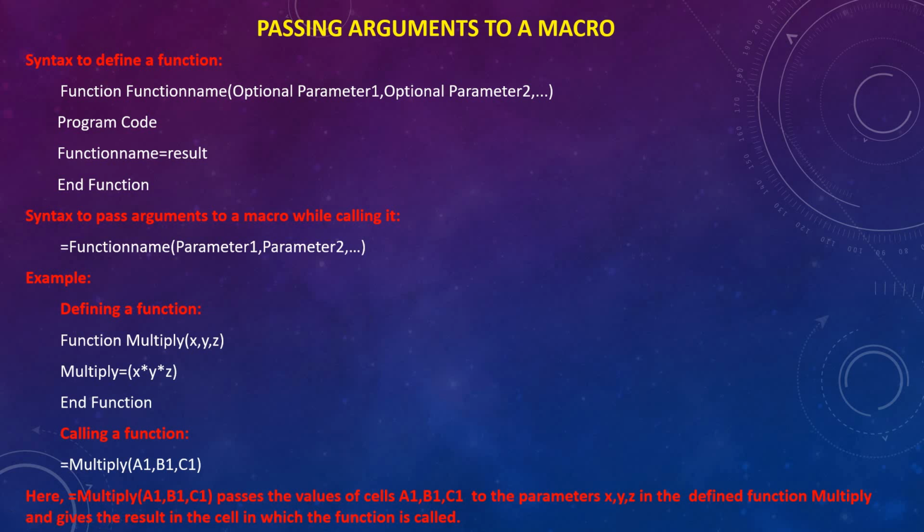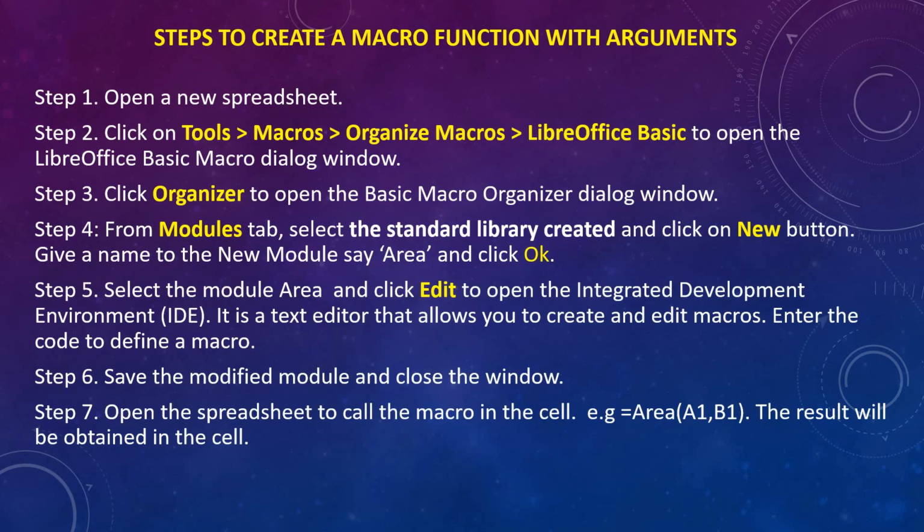So this is passing arguments to a function, right? So how to do it? Again, we have to click on Tools, Macro, Organize Macro, LibreOffice Basic, click on Organizer. Then from the Tools tab, Standard library is used. Then we have to give the name to the particular module and then click on Edit. These are the same steps which we have used earlier to create a simple macro.